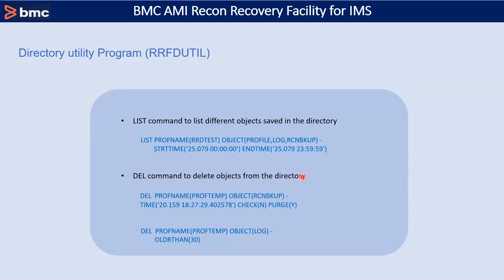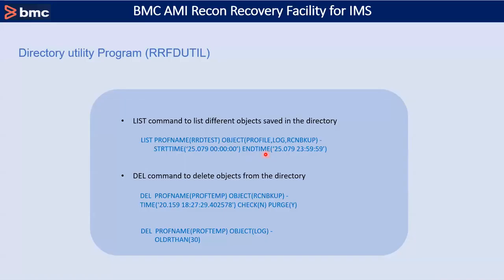So when you request to list contents, say, of a profile, you specify which profile, and then you tell what type of object you want to list, either it's a profile or a log or recon backup. And you can tell the timestamp. You can give an explicit timestamp using the keyword timestamp, which is not here, or you can give a range. It's a start time and end time, or you can just give a start time. So what it means is it will list all the records that match this start time or fall within that start time and end time.